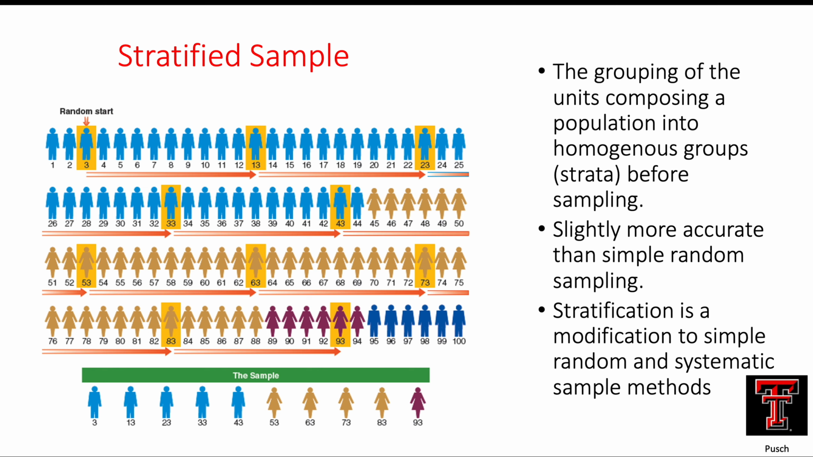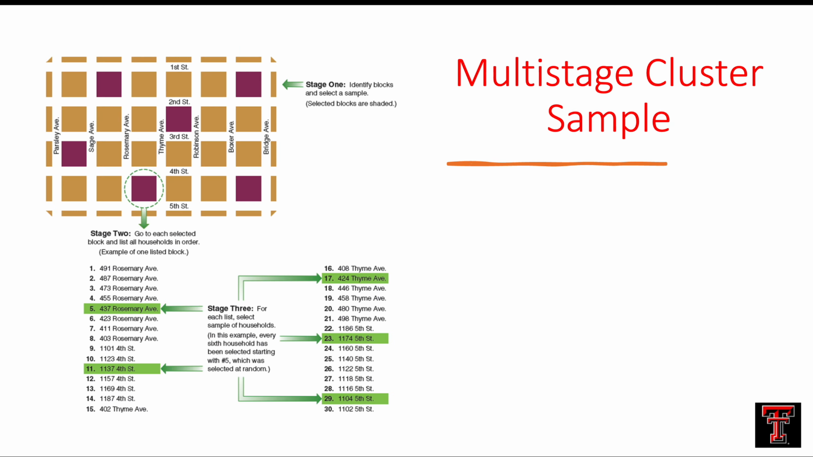This is going to ensure that it's more likely that we're going to get people from most of the different characteristics that we're looking for, in this case, major. But if you see at the bottom, there are those dark blue people, and they didn't get chosen. So it's not always the greatest. It's better than simple random and systematic sampling, but there are better ways of doing this.